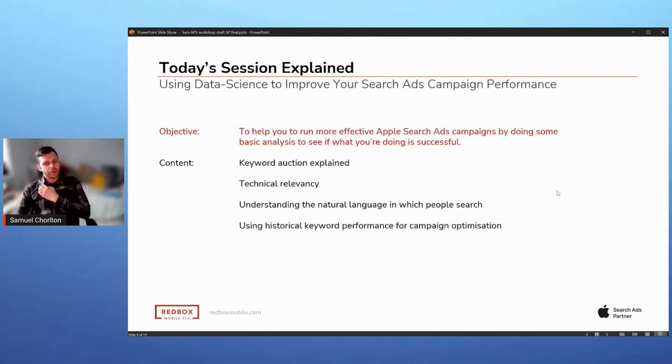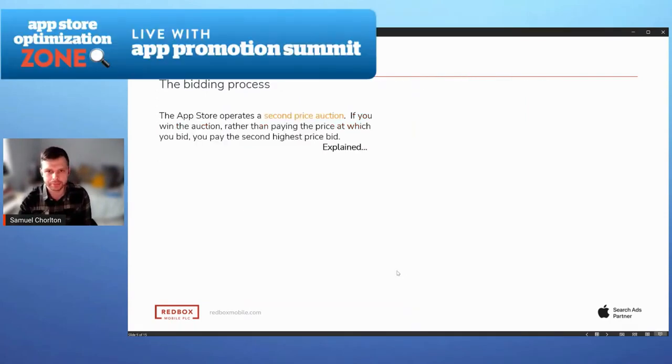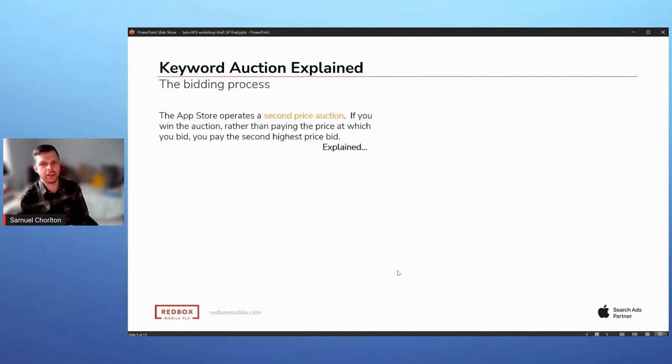There are 3 or 4 core sections that I'm intending to cover. One is a little bit about how keyword auctions actually work within Apple Search Ads. Apologies if that's knowledge you already have, but I think it's helpful for everyone to have some clarity around how that works. We're then going to talk a little bit about technical relevancy and what that means, and then about some techniques you can use to aid and support understanding and optimizing the performance of your campaigns. So, the keyword auction explained.